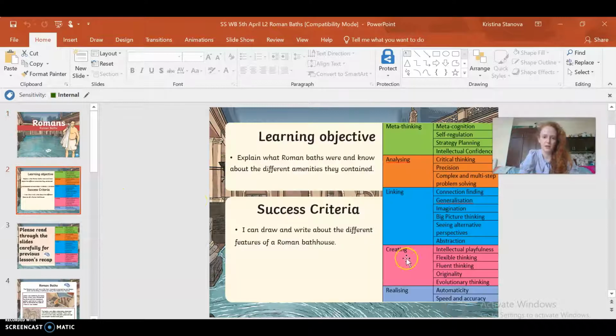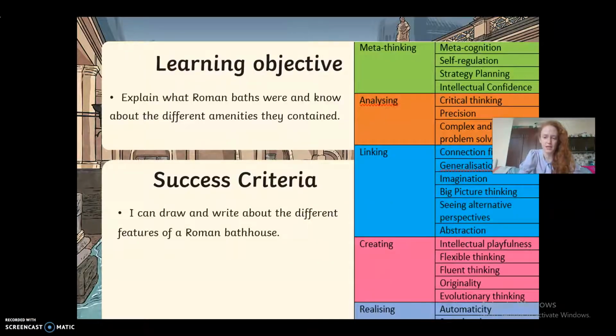Okay. All right, so what is the objective for today? You will have to explain what Roman baths were and know about the different amenities they contained. How will you know or how can you reach this objective? You will be able to draw and write about different features of a Roman bathhouse in this lesson. That's how you will know that you were successful and you reached the objective.